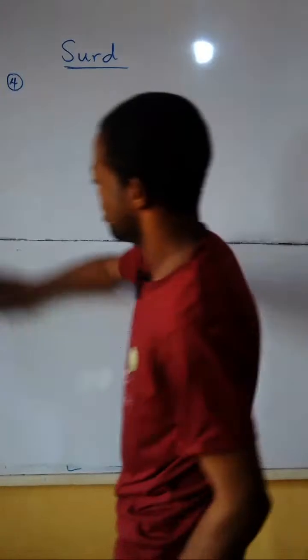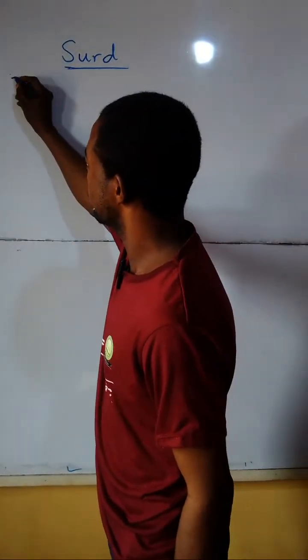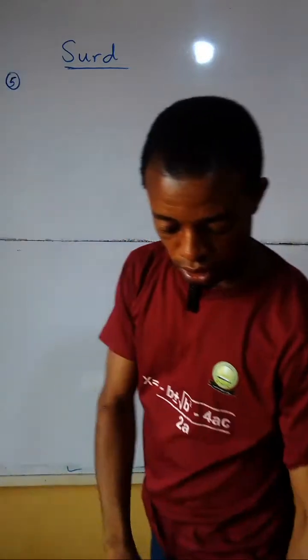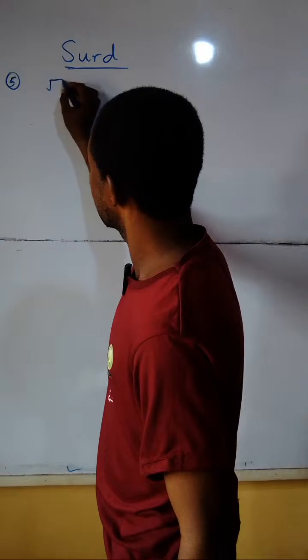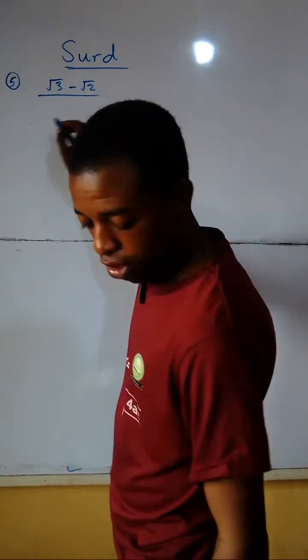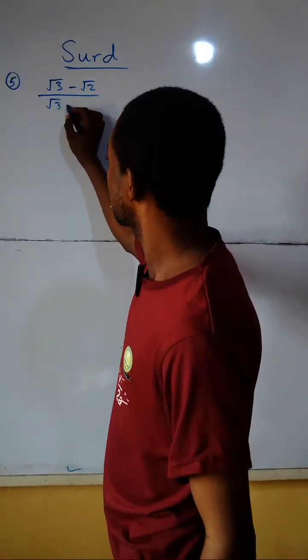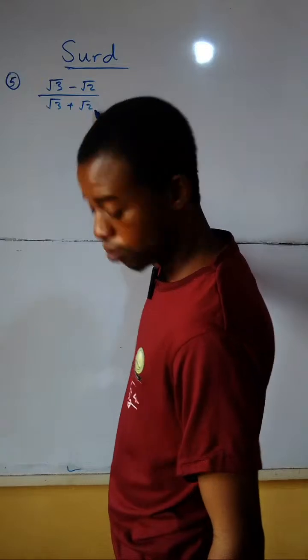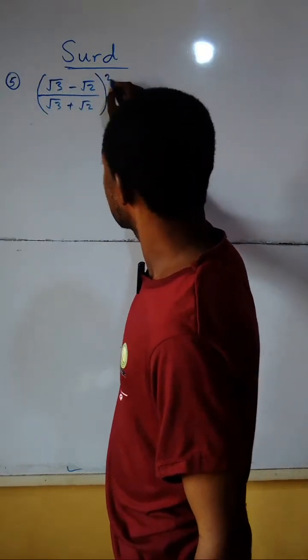So the next one here, number 5, we have root 3 minus root 2 over root 3 plus root 2, everything raised to power 2.